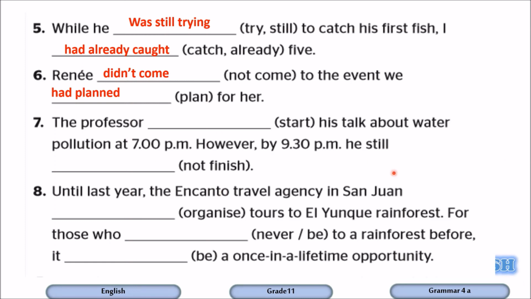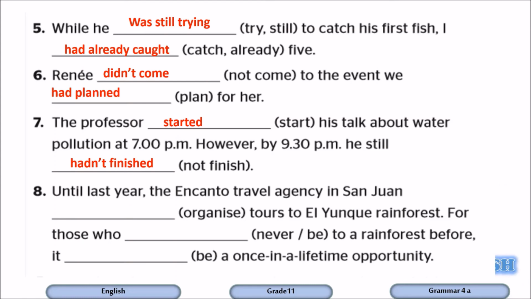Number 7, the professor starts his talk about water pollution at 7 p.m. However, by 9:30 p.m., he's still not finished. So by 9:30 means before this time, he's still not finished. So the professor started his talk, but by or before this specific time, he still hadn't finished.